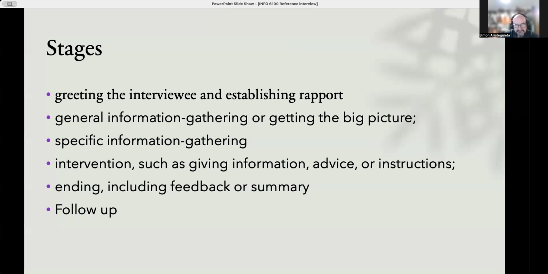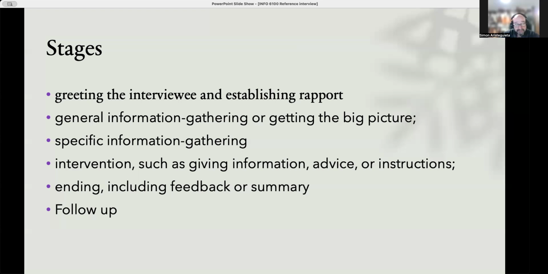We should devote most of our time to this reference transaction because we want to make the user, the patron, as comfortable as possible. Okay, we have to show interest in the information need of the patron. We have to do that because we want to establish that rapport. We want to make sure that the user or the patron feels comfortable talking to us. Okay, then we may go to the second stage, that general information gathering.